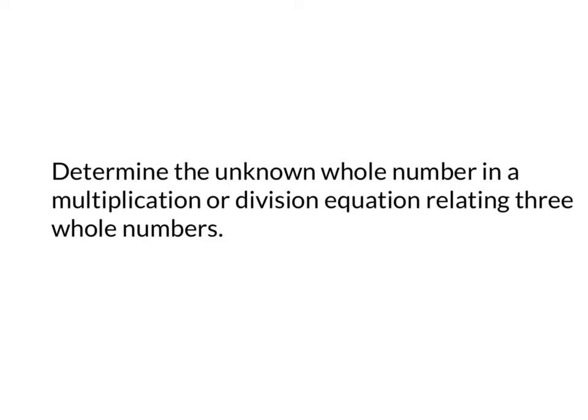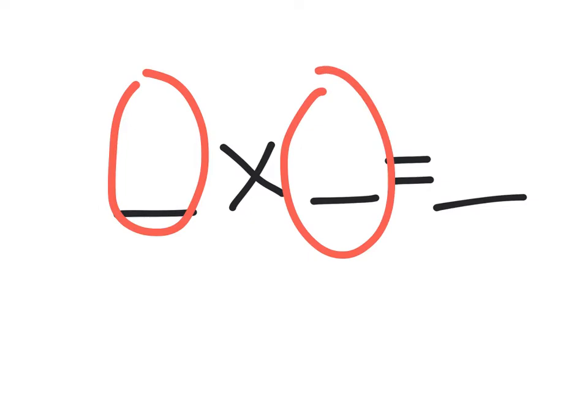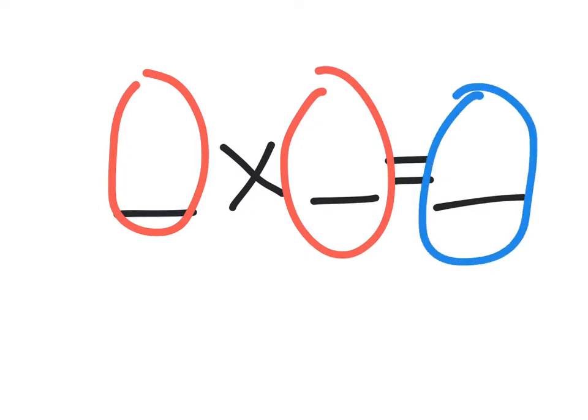Our learning objective is to determine the unknown whole number in a multiplication or division equation relating three whole numbers. Today we are only going to focus on multiplication. A multiplication problem looks like this. The first two spaces, this is one factor and this is the other factor, and they equal the product. Today we will have an equation that we will look at and find the missing number that could be a factor or a product.